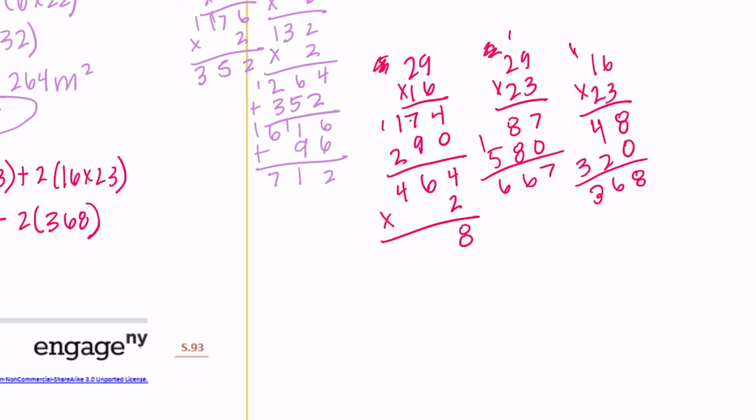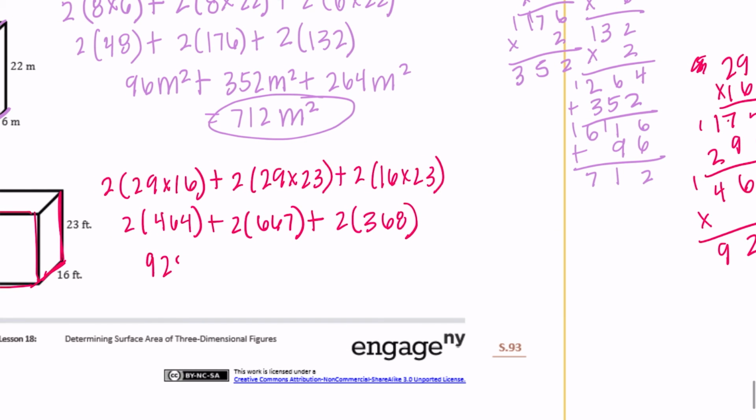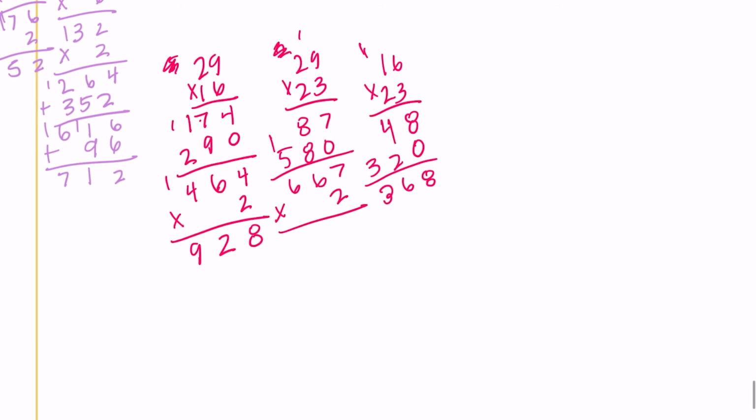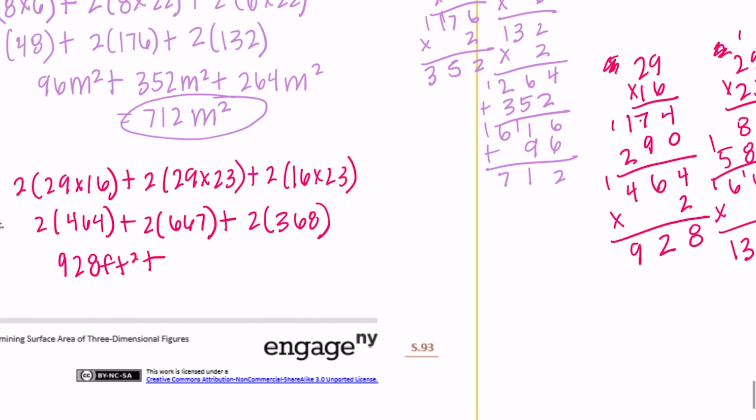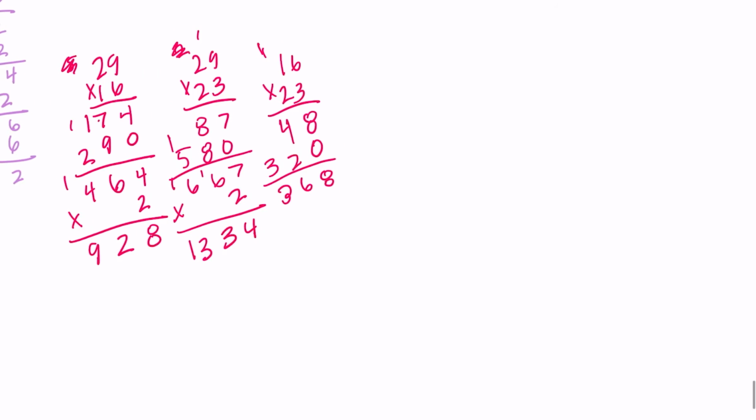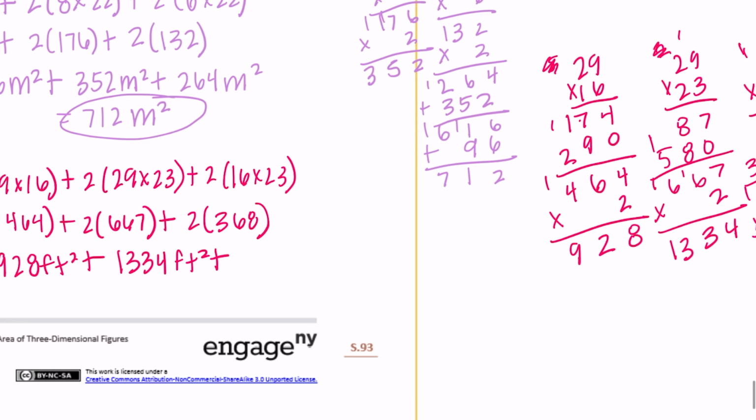2 times 4 is 8. 2 times 6 is 12. Carry the 1. 2 times 4 is 8 plus 1 is 9. Yeah, that seems more accurate. 928 feet squared plus two groups of this. 2 times 6 is 12 plus 1 is 13. 2 times 6 is 12 plus 1 is 13. So 1,334 feet squared plus 368 times 2 would be 736 feet squared.